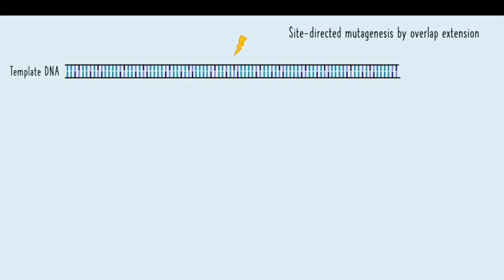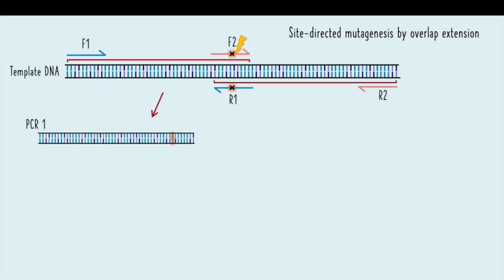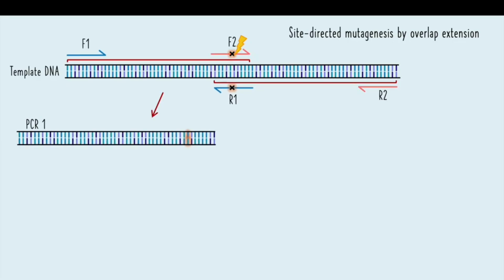Coming back, introducing a mutation into a linear DNA product is slightly different. It can be achieved with site-directed mutagenesis by overlap extension PCR. To do this, you will need to run several PCR reactions using 4 primers that amplify the regions flanking your mutation site. The first PCR reaction will amplify the upstream fragment, incorporating the mutation at its 3' end.